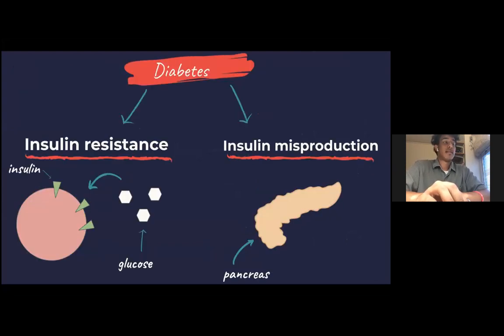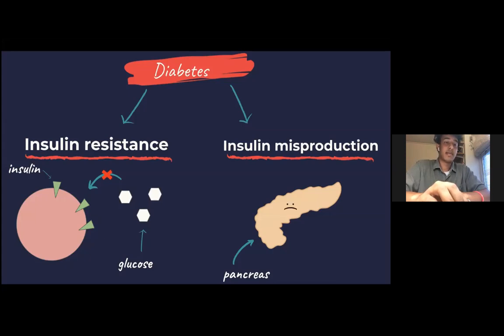So what happens in the case of a person that has diabetes? One of two things, or actually both, can happen. The first is called insulin resistance. Essentially, even when insulin is released into your body and attaches to your cells, the glucose floating in your blood still can't enter your cell. Your cells basically can't get energy from glucose, and then the glucose starts to accumulate in your blood. The second thing is insulin misproduction.